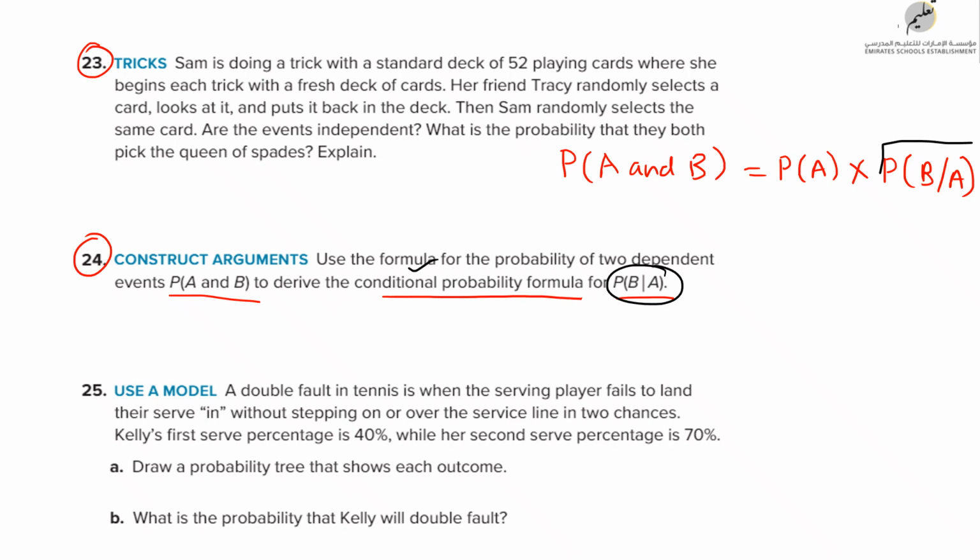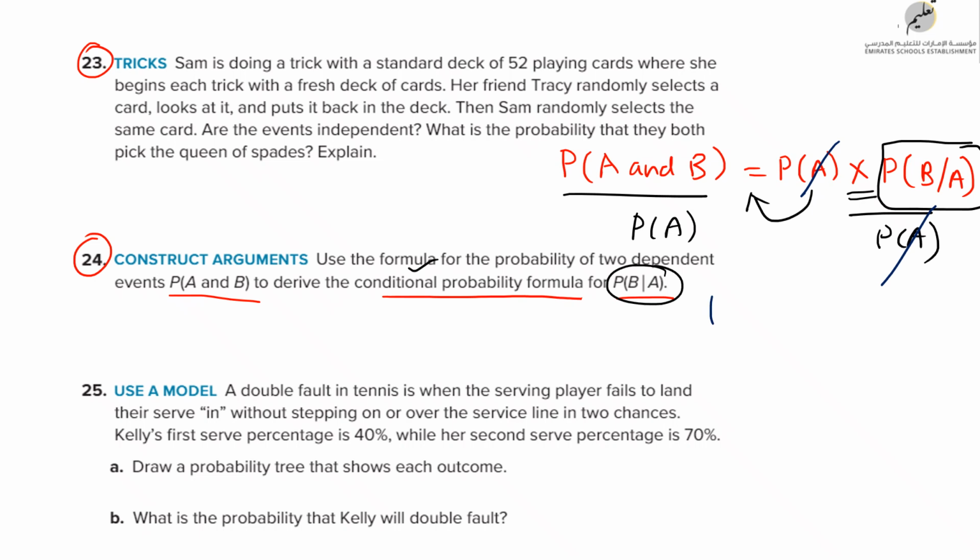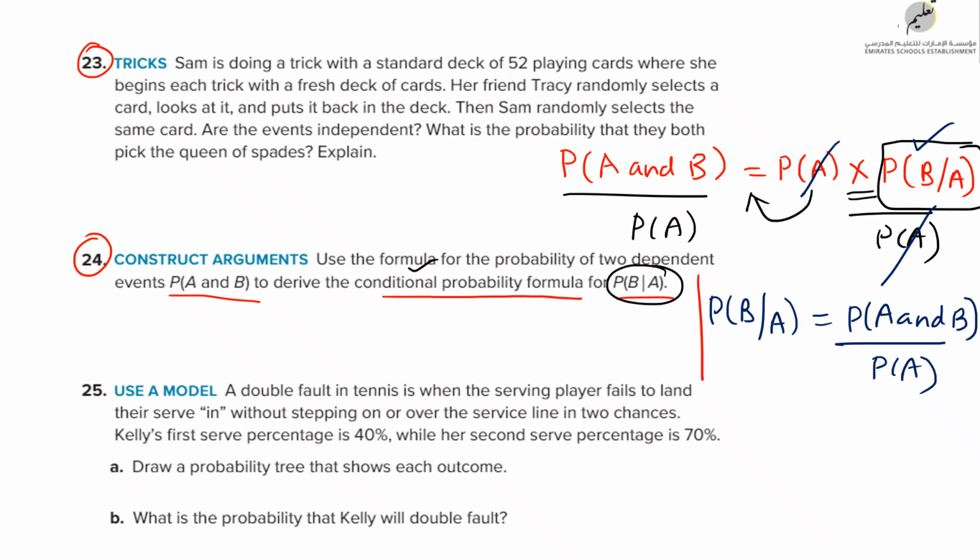So from here we can easily derive the formula for conditional probability. If I want the value for this conditional probability, I'm going to move my probability of A here. It is multiplication, so when it goes on the other side, it will divide. So I divide both sides by probability of A, and this one cancels, and we get the formula for conditional probability. The probability of event B given event A has already occurred is given by the probability of both events A and B divided by the probability of A. So this is how we derive the conditional probability formula.